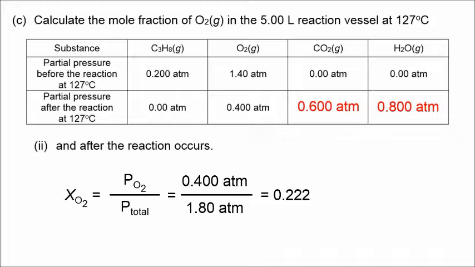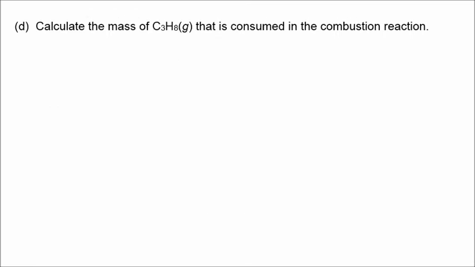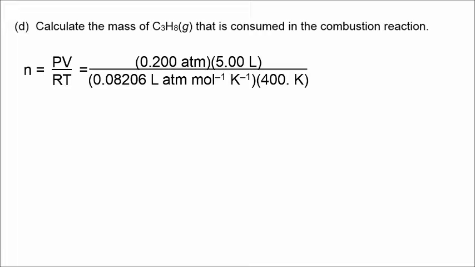All right, moving on to part D, the last question. Calculate the mass of propane that is consumed. Remember, there was 0.2 atmospheres of propane, and then all of it was consumed. So the pressure of propane was 0.2 atmospheres. It was a 5-liter reaction vessel, and the temperature in kelvins is 400. Notice I'm using the gas constant that has atmospheres with it. So this will give us moles of propane.